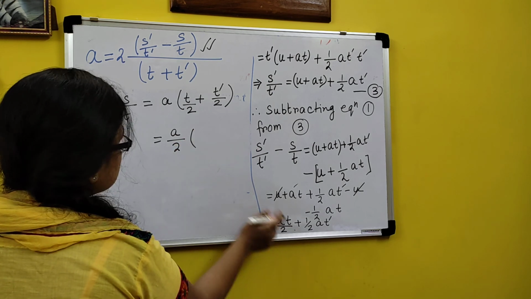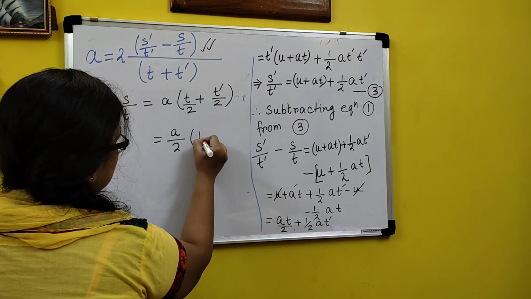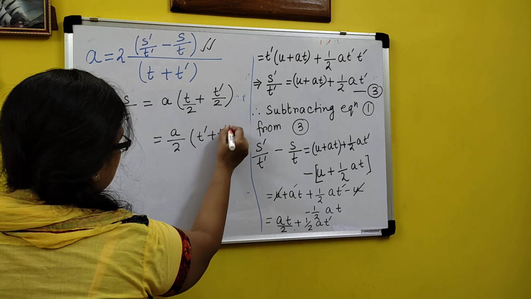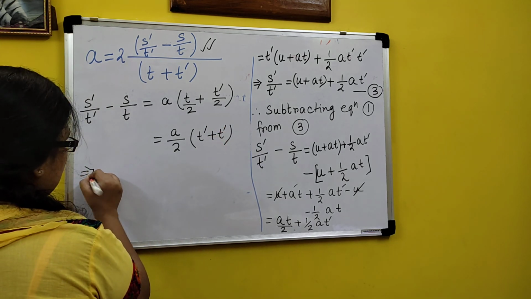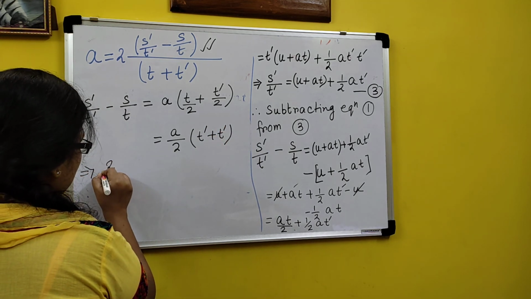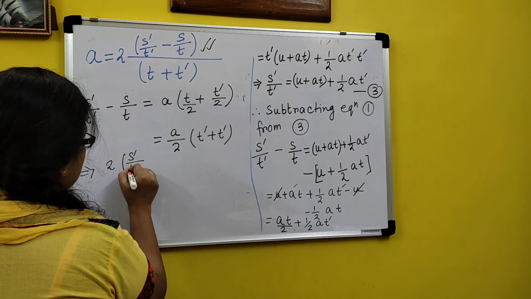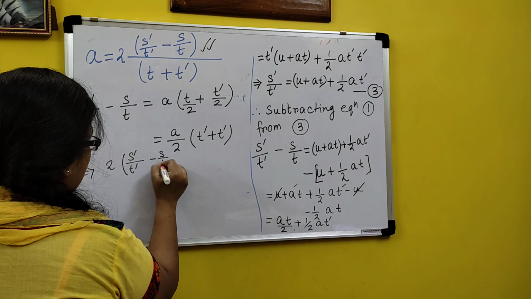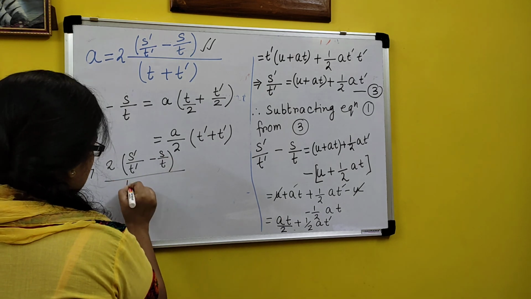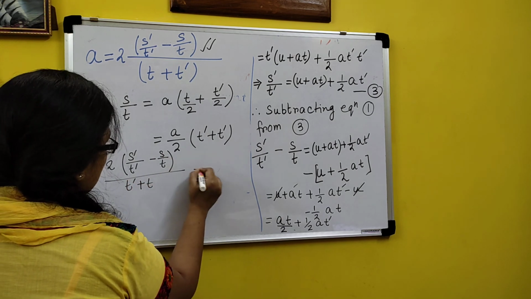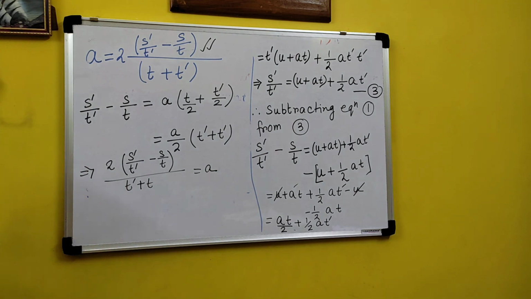Here only I made a mistake. Please do correction. So t prime plus t. So we are having that 2 by 2 into s prime by t prime minus s by t, divided by t prime plus t, equal to acceleration. Clear? So next question also done. Please copy down.